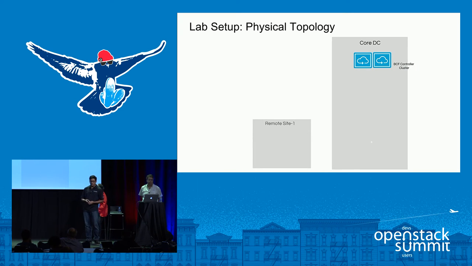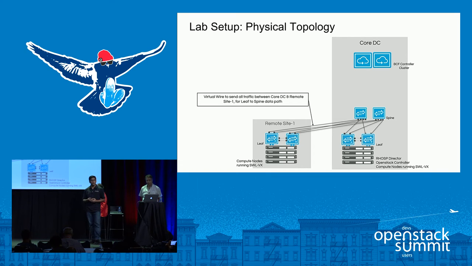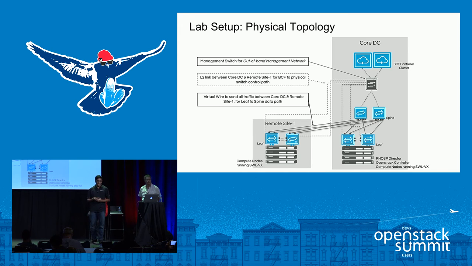We had the core data center with the BCF controller clusters. We had the spine switches and the leaf switches, both in the core data center and the remote site. And then we had the rack of resources that are running our OpenStack clusters. And then we wired them up, and this forms the data path for our fabric. Our controller uses an out-of-band management network to communicate with all the physical switches. So that is pointed out by the dotted lines here.